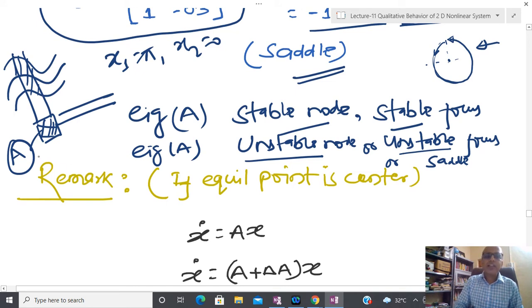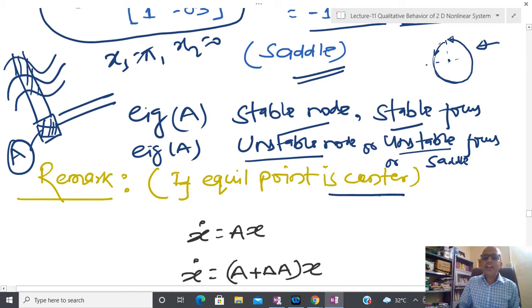Suppose the linear system is oscillatory, then the nonlinear system is also oscillatory? From this intuition, it looks like that. Okay, but that is not true. I will tell you the story why that is not true. So let us try to see, if the equilibrium point is a center, what does it mean?